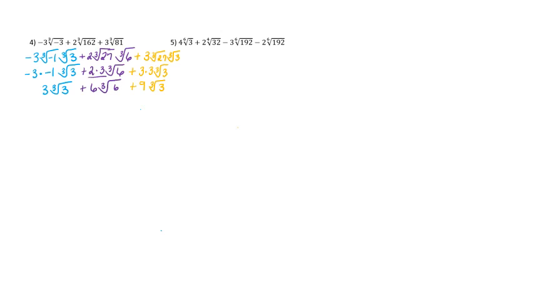All right, so now if we look, the only two that are like are this term and this term. The plus 6 cube roots of 6 can't be combined with any of the other two because its radicand is 6 and the other two have a radicand of 3. So I'm going to combine 3 plus 9 and get 12 cube roots of 3. So my final simplified expression is 12 cube roots of 3 plus 6 cube roots of 6. Okay, so that's the simplified expression of that problem.